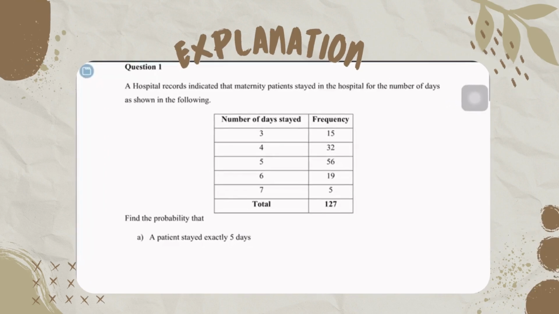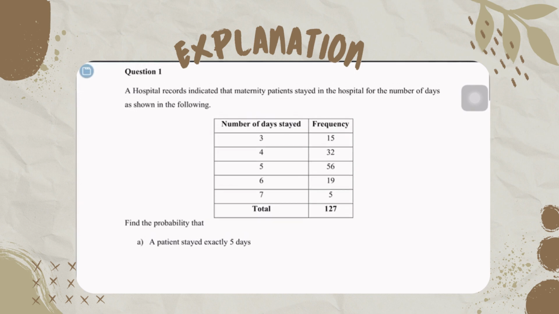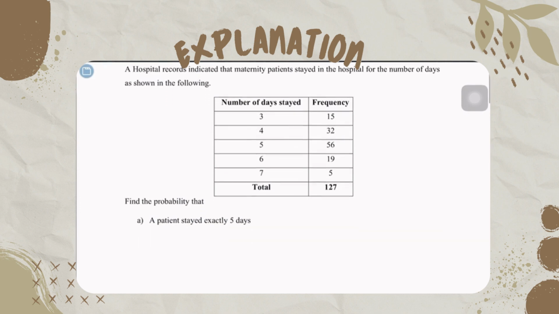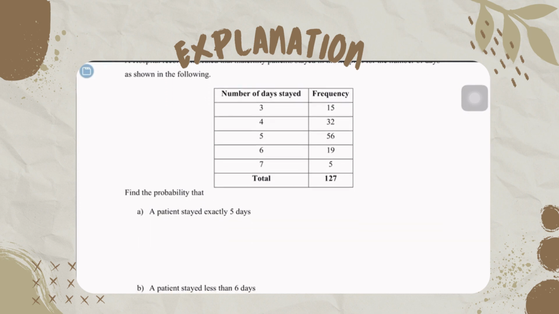For question 1, hospital records indicated that maternity patients stayed in the hospital for a number of days, as shown in the following table. Part A: find the probability that a patient stayed exactly 5 days. So we want the probability of exactly 5 days.